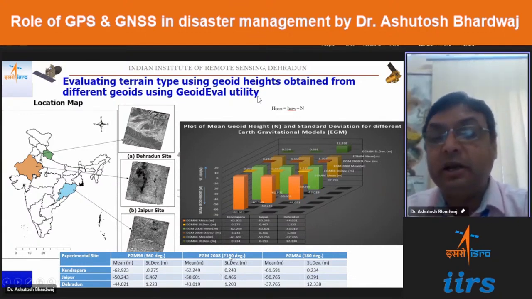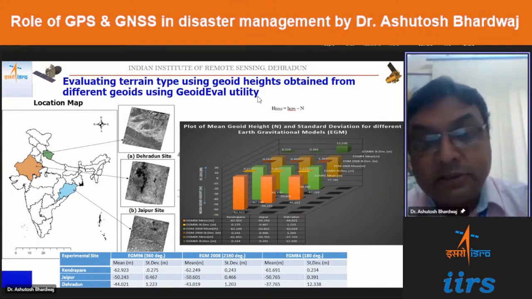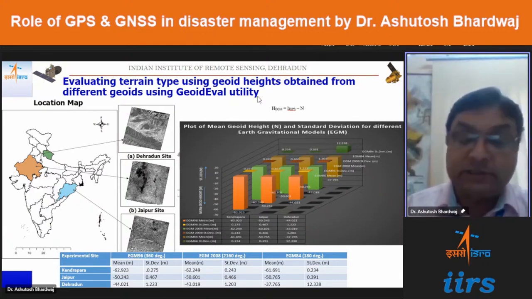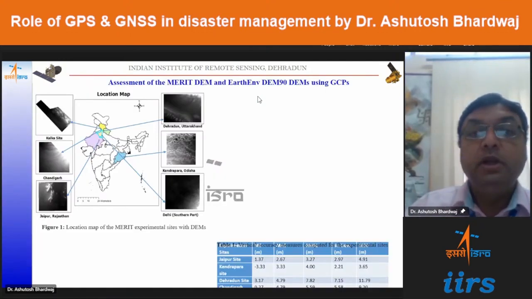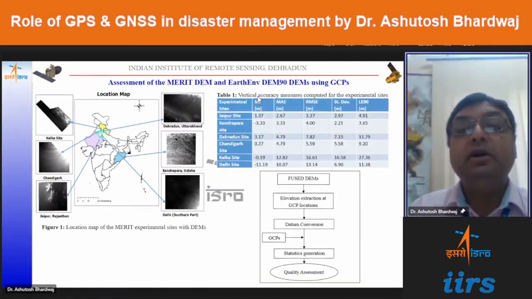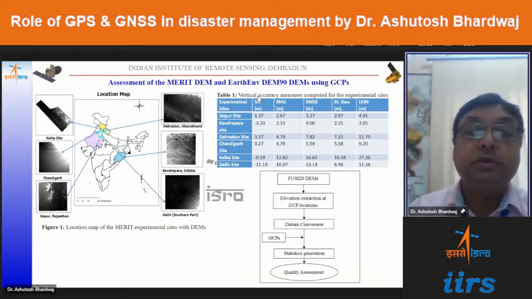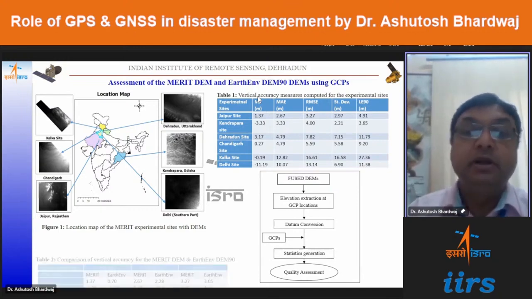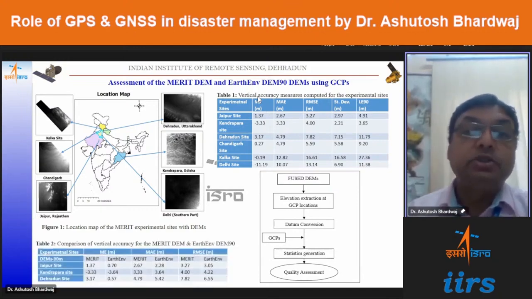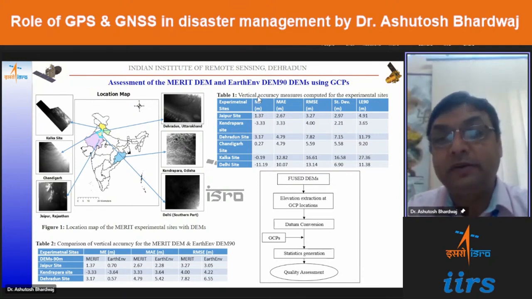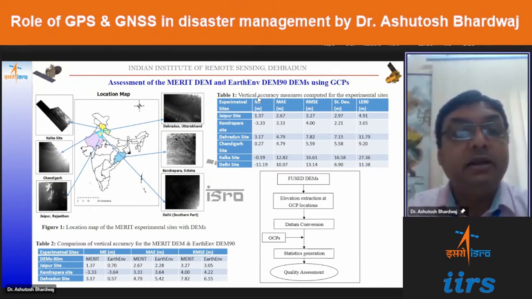However, most of our dependencies right now are on the EGM 96 model, because the databases which are available are referring to EGM 96. We currently have a lot of assimilated or fused DEMs also available, like the marine DEM and Earth DEM. So how to use these, because we have a lot of data sets available? Which one to use for our application? These can also be qualified. You can test these with the help of the GPS data: which one is better than which?